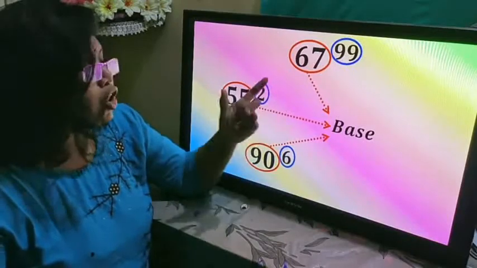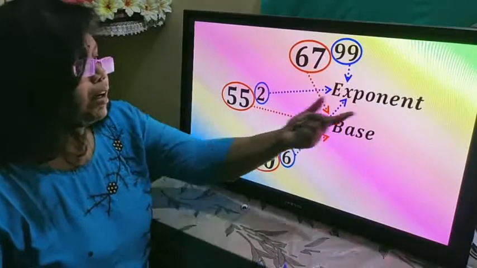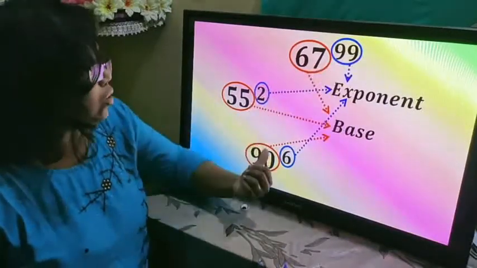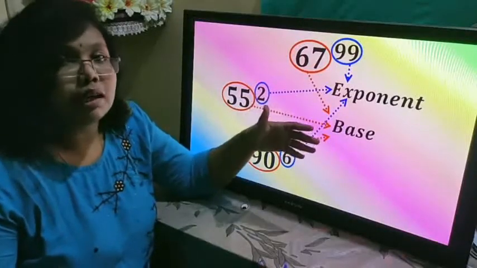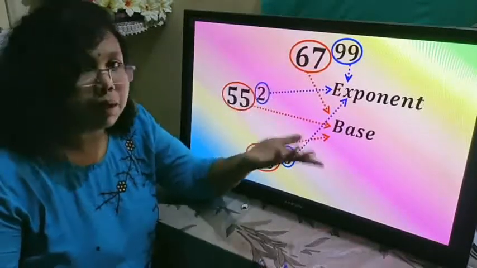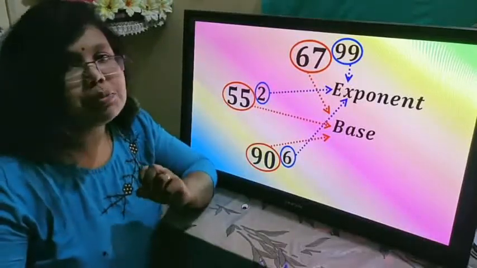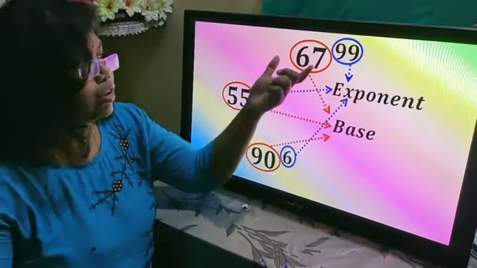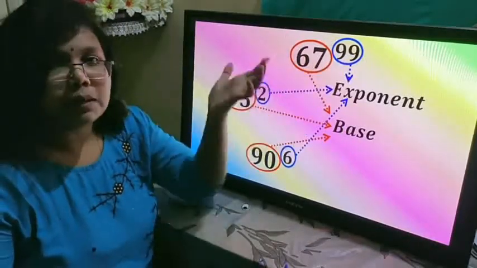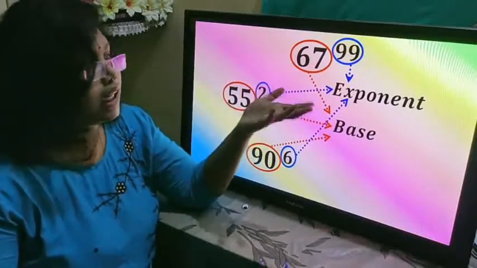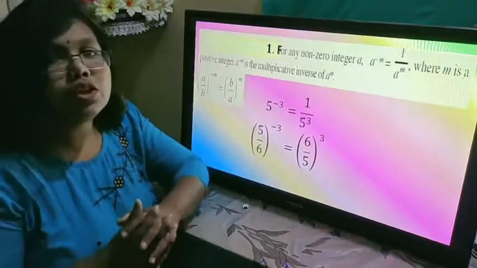Next, what is this number atop its head? The power, the exponent that we talk about. It is nothing but the exponent. This 99, 2 and 6, the number that is showing us the number of times that this particular number is being multiplied with itself is nothing but the exponent. This is the difference between exponent and base. What is base? The number that is being multiplied. Exponent, the number of times that particular number is being multiplied. That is the exponent.